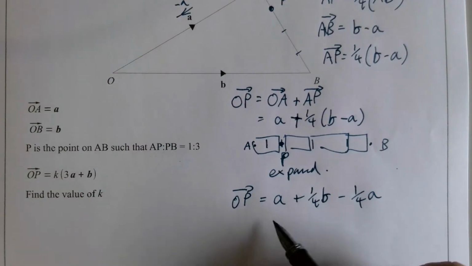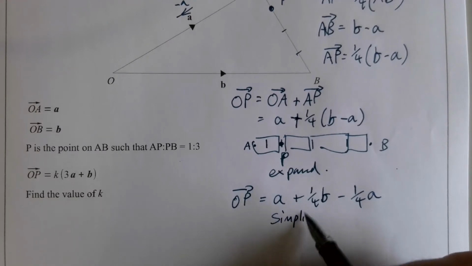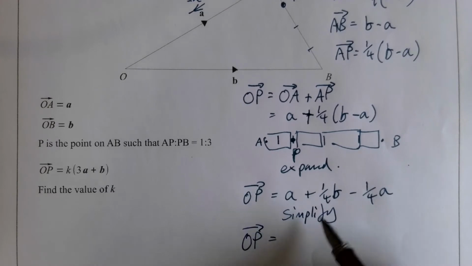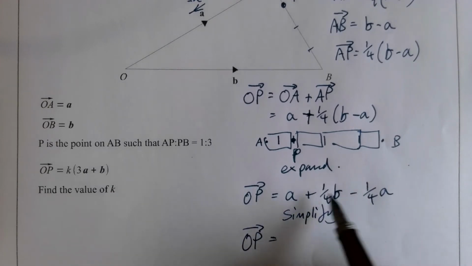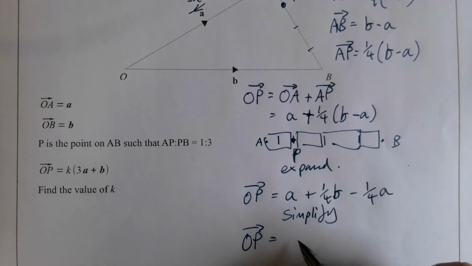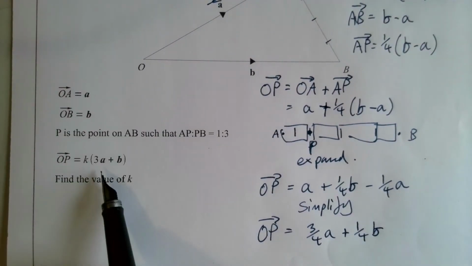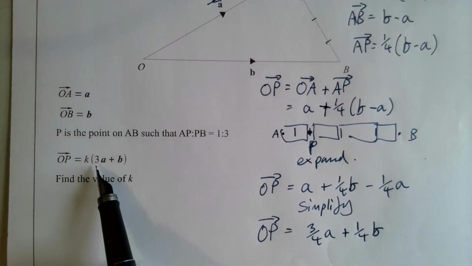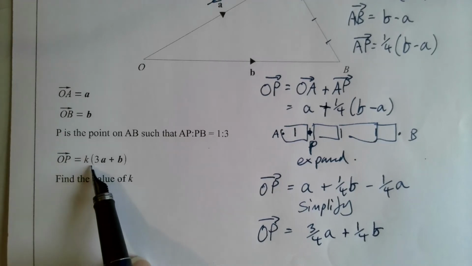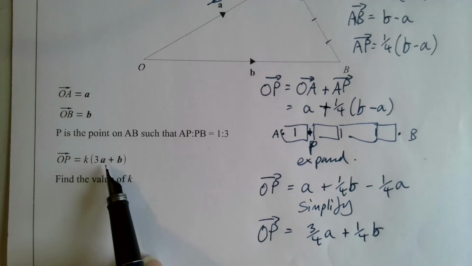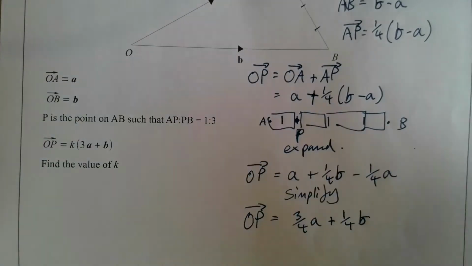If we now simplify what we've got, we can say that OP is going to be, well, if you take 1/4 of something away from a whole of it, you get 3/4, don't you? It's going to be 3/4 of A plus 1/4 of B. And at this point, I look at what the question was asking me. We want to know what the multiple of it would be like if we put it into brackets. So I'm going to go back into brackets.